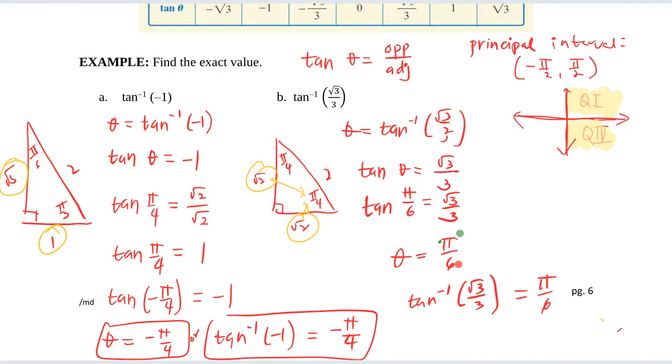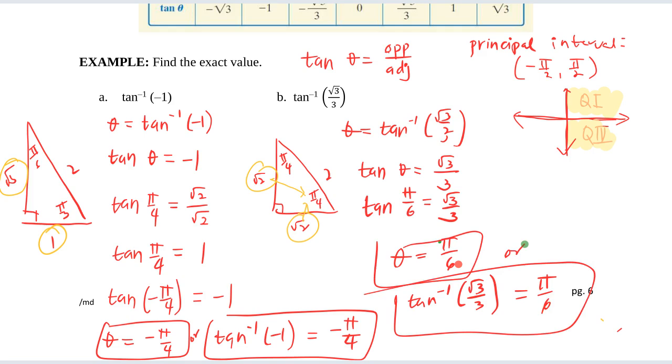Either of these two is fine as your final answer. So that is how we find the inverse of the tangent. Just like in sine and cosine, remember the definition of tangent, its principal interval, and which quadrant that interval is located in.